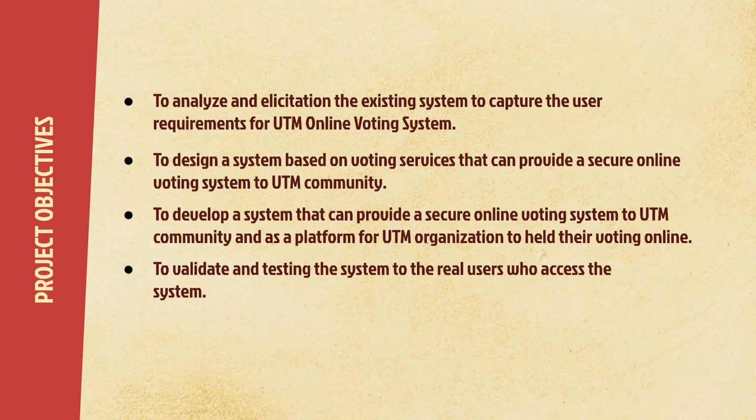So the project objectives are to analyze the existing system to capture the user requirements for UTM online voting system, to design a system based on voting service that can provide a secure online voting system to the UTM community, to develop a system that can provide a secure online voting system to the UTM community and as a platform for UTM organizations to help their voting online, and last of all, to validate and test the system with the real users who access the system.